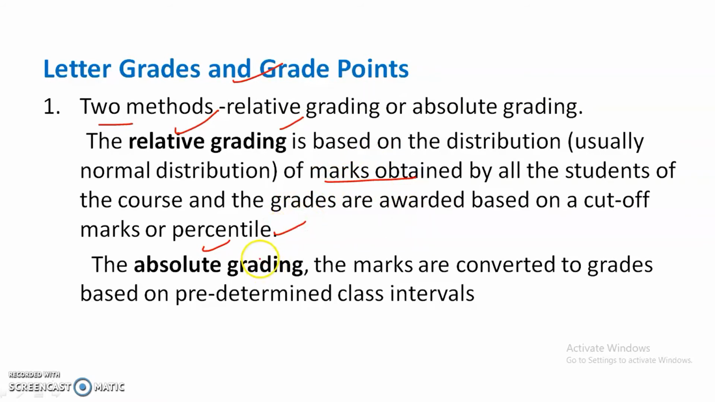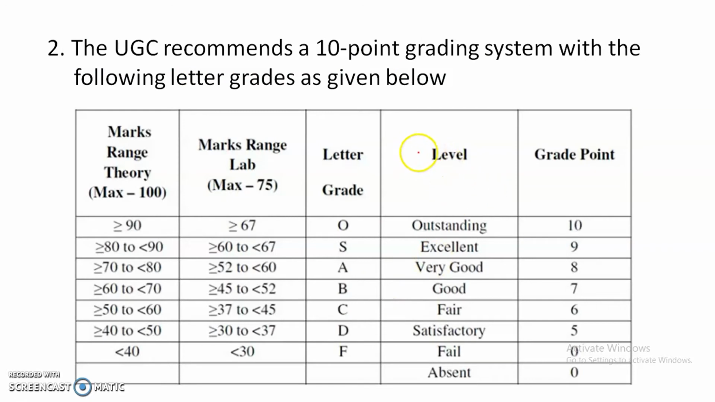But coming to absolute grading, all the marks will be converted into grades based upon their performance on predetermined class intervals or the different exams. Okay, so here we are going to see one table. Here the UGC recommended the 10-point grading system. So here are the marks range in theory, in lab, and the letter grade, level, and the grade point.